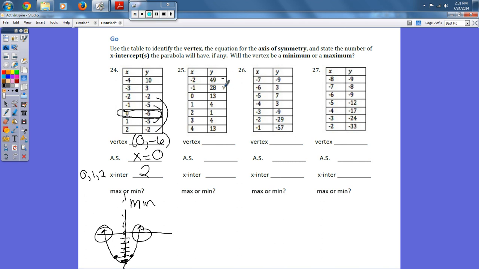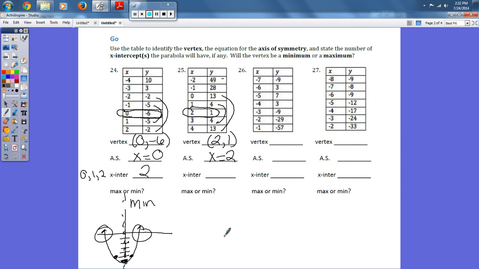Okay? So let's look at 25 and see if we can see that repeating happening. Let's see, 49, 28, 34, 1, 4. Oh, here's the repeat. So what is the middle point of that? There we go. The repeating is happening here. So that vertex is (2, 1). The axis of symmetry goes through the x-coordinate of the vertex, so that's x equals 2.